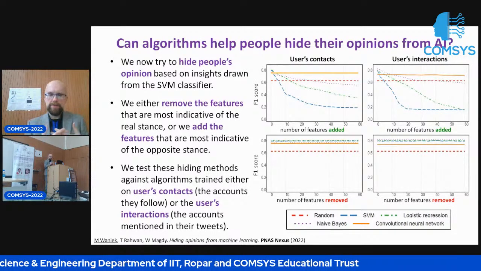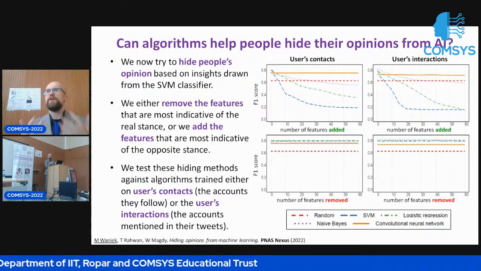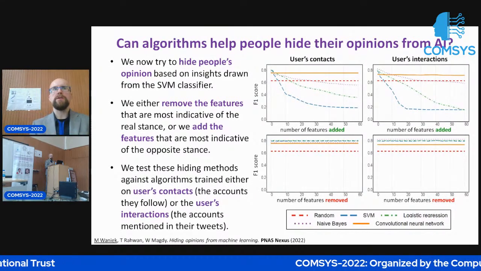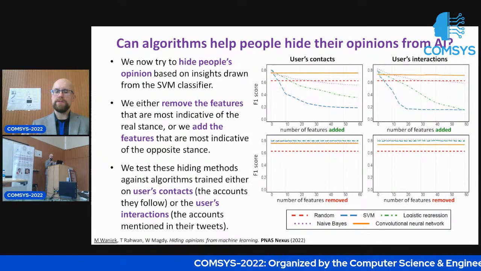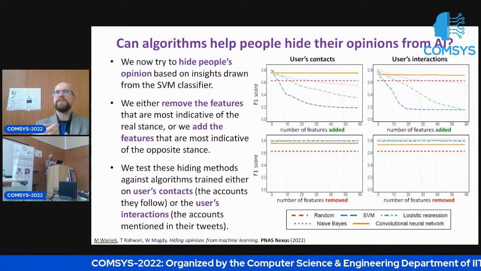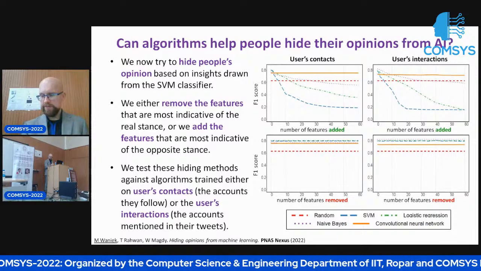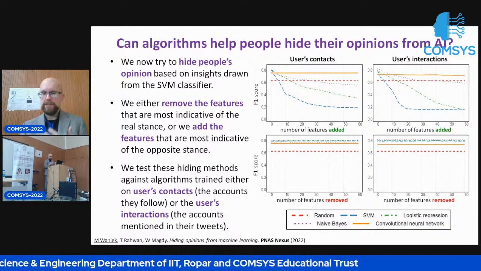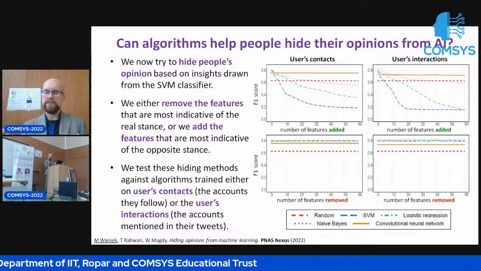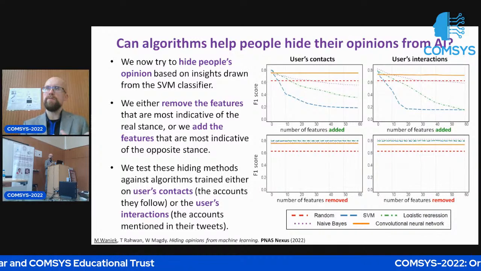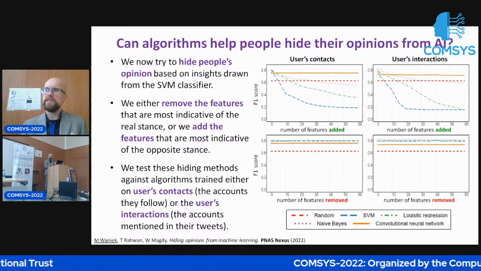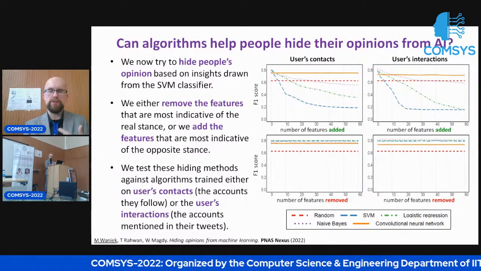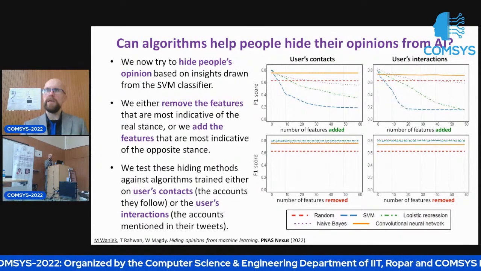So if I think about features, the accounts I follow on Twitter, or the accounts I mention on Twitter, it is much better, if I want to hide, to add some accounts which are indicative of the opposite stance to mine, rather than to remove some of the accounts that I actually follow. We can see that addition is much more successful. The red line marks the F1 score of a classifier which is just a weighted coin toss. So in a way, if I am below the red line, the algorithm cannot do better than a random guess if it looks at my Twitter data.